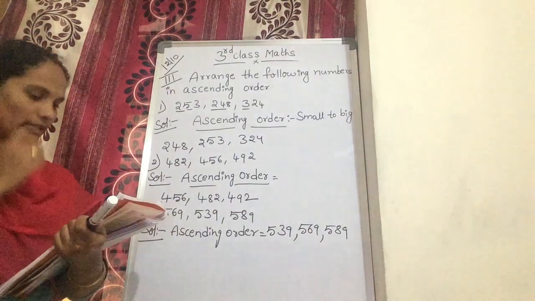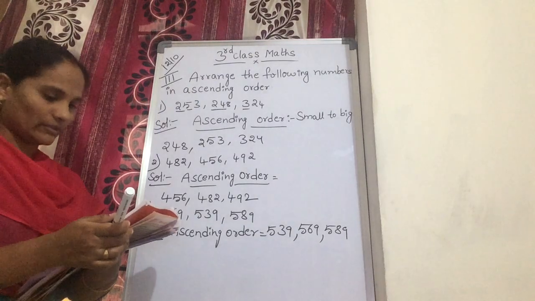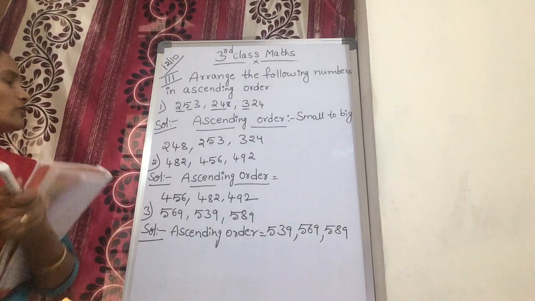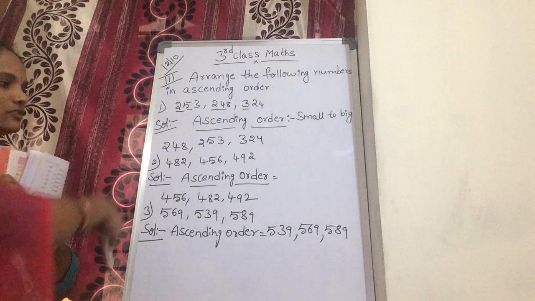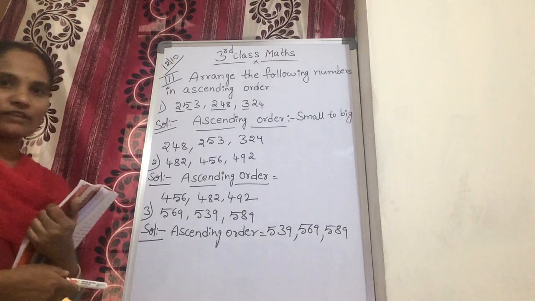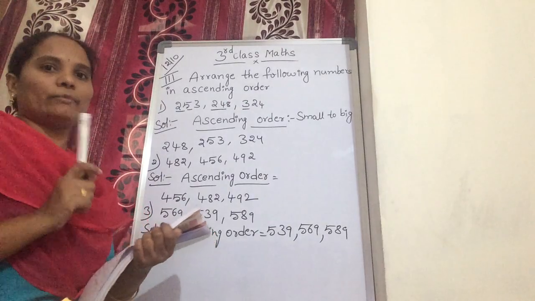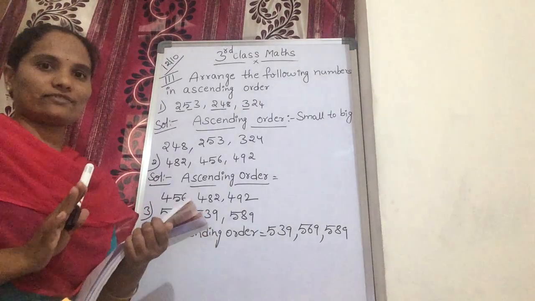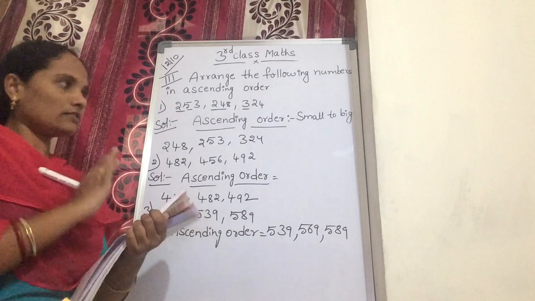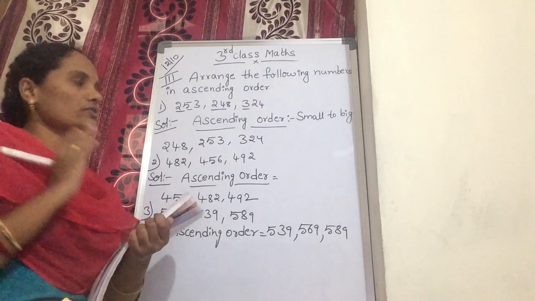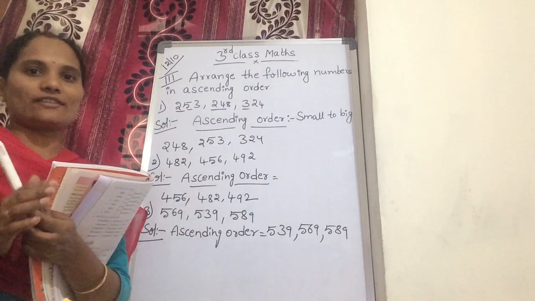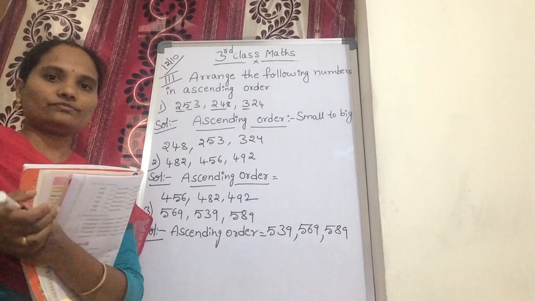Let's see, next is the fourth bit. Arrange the following numbers in descending order. First of all, copy this in your classwork, children. Whatever you write in your classwork, you must post in our group. If somebody does not post their classwork in our group, all members should post their classwork in our group.